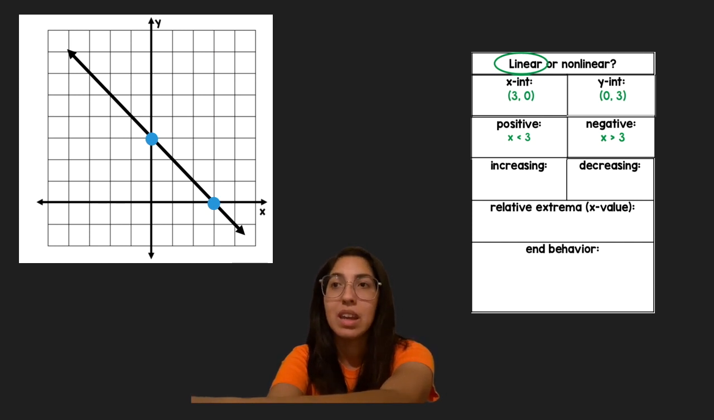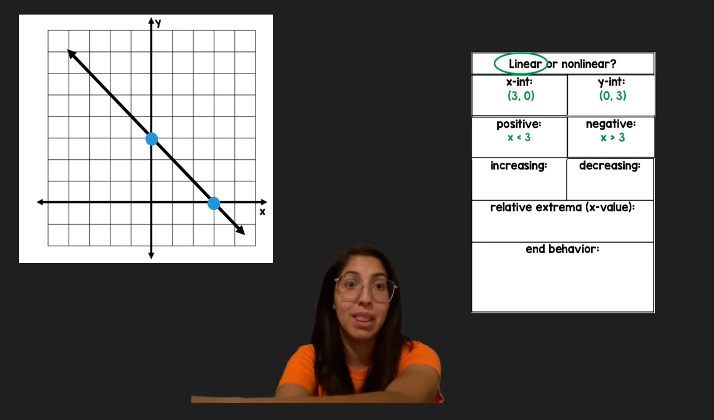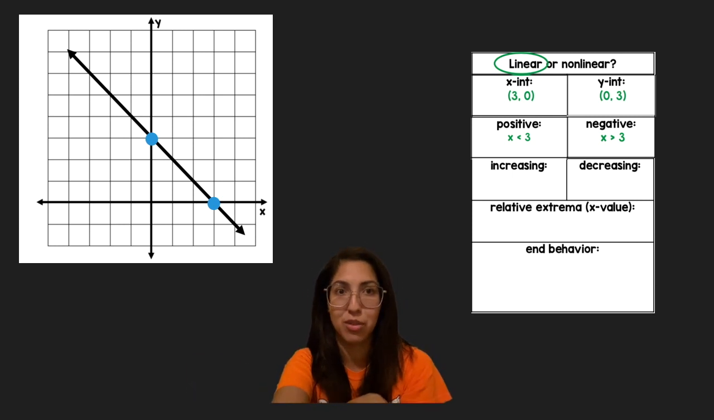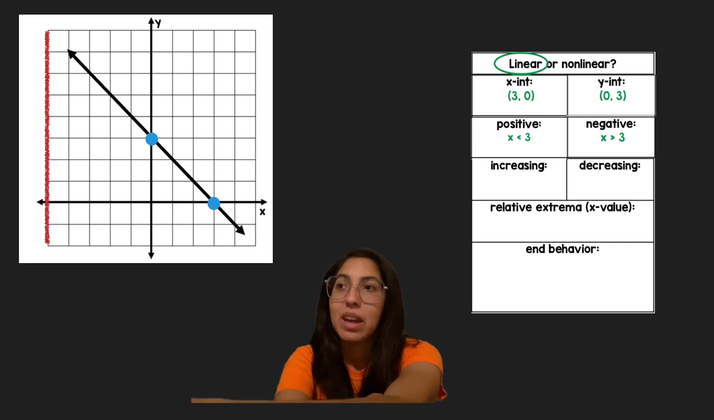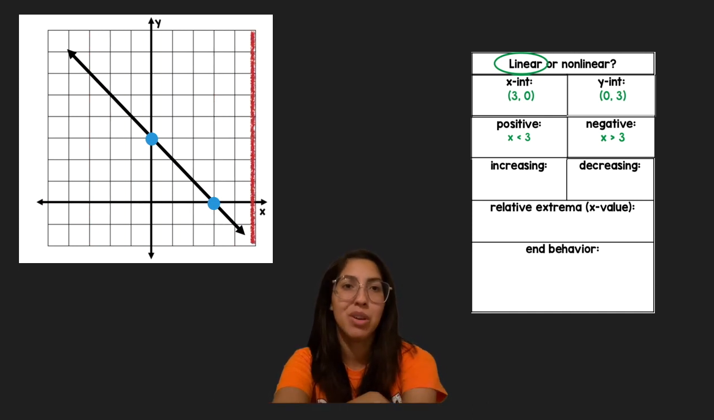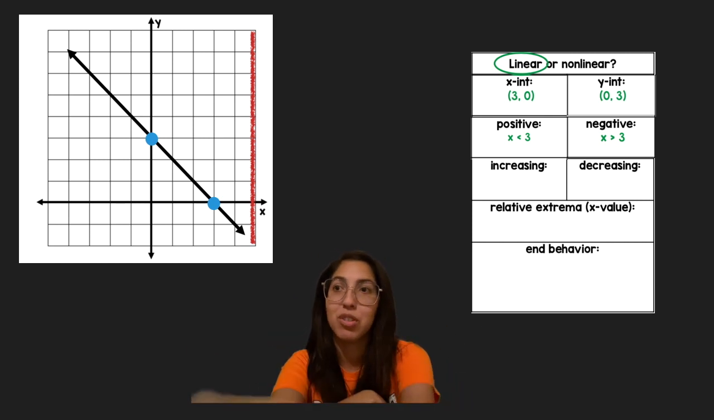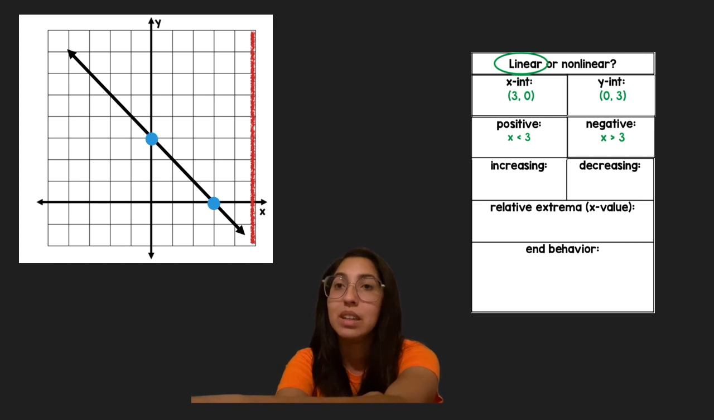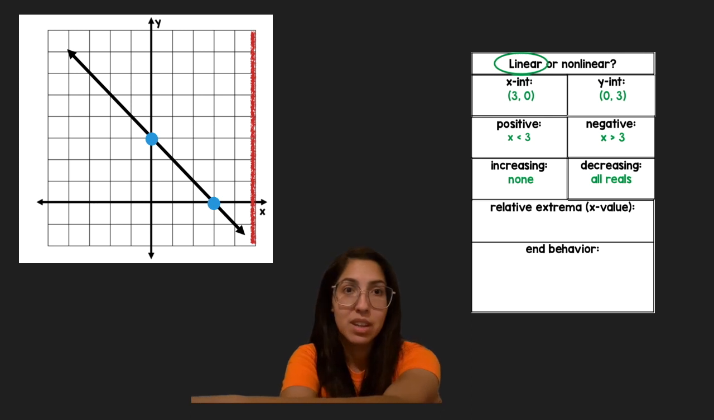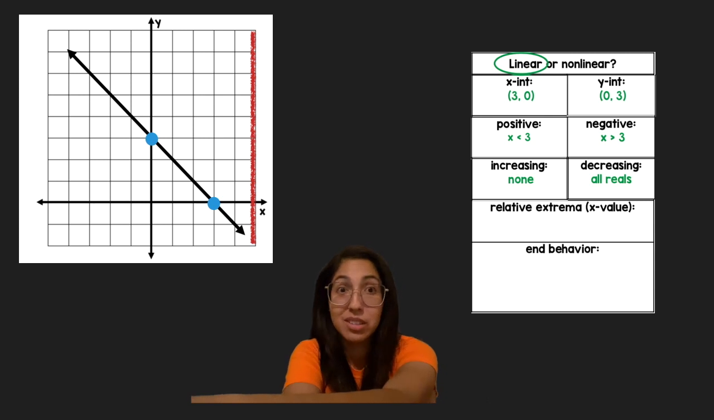So now when we're talking increasing, decreasing, we are talking about the whole graph from left to right. We always read from left to right, just like a book. So we're going to go ahead and scan this entire graph. As I'm scanning from left to right, I see that the graph is falling. It is falling from left to right. So that means it is decreasing, but it's not increasing ever. So increasing would be none. Decreasing, it's all real numbers because at every single x value, it's decreasing, it's falling.